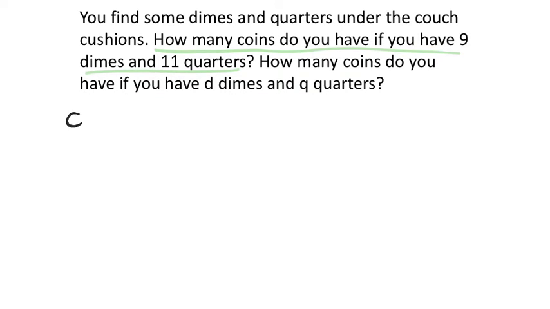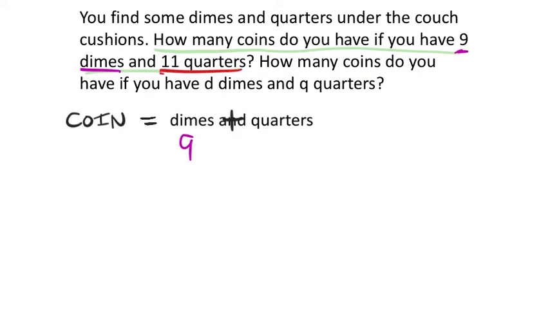Well, the coins are actually dimes and quarters. Okay, so all we're doing here is taking the dimes and adding the number of quarters. And here they said, well, you got 9 dimes right there. So 9 dimes and 11 quarters. So all we're going to do to figure out how many coins we have is just 9 plus 11, which would be 20 coins. So that answers the first question there.